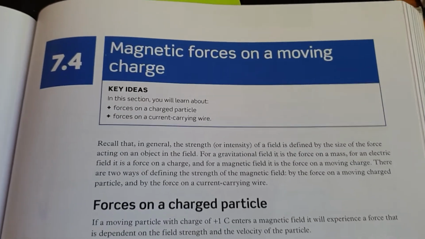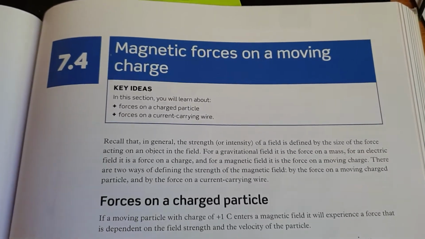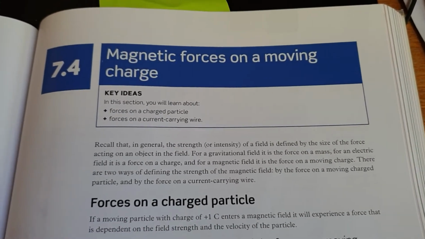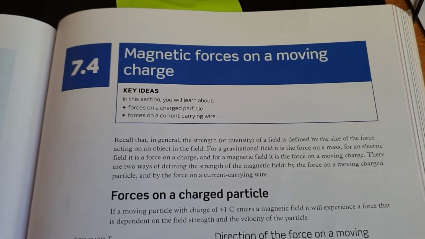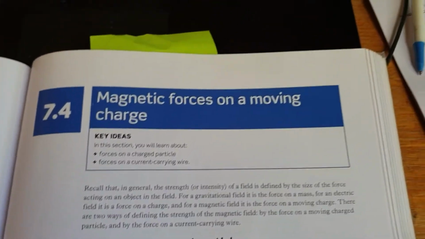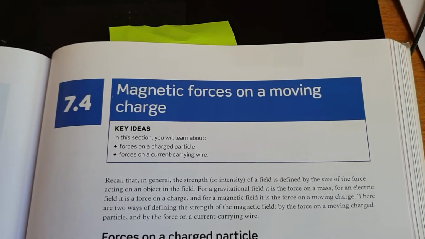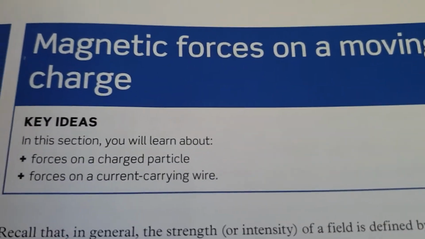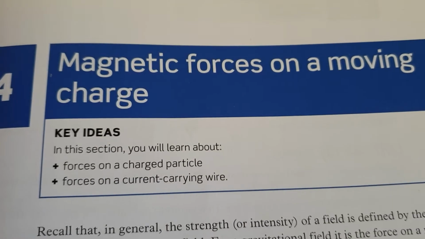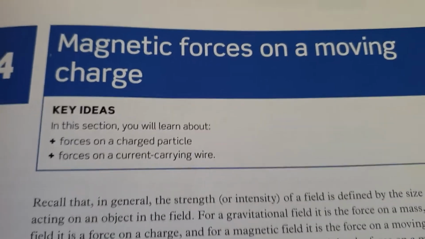It's nice and quiet. Let's have a look at 7.4, magnetic forces on a moving charge. Now, just to make things confusing, we're not looking at the magnetic field around a current carrying wire, or the magnetic field around a solenoid. We're looking now at magnetic forces on a moving charge. There are two different ways that charge could be moving: forces on a charged particle, or forces on a current carrying wire. For both of those, you use a left-hand rule.